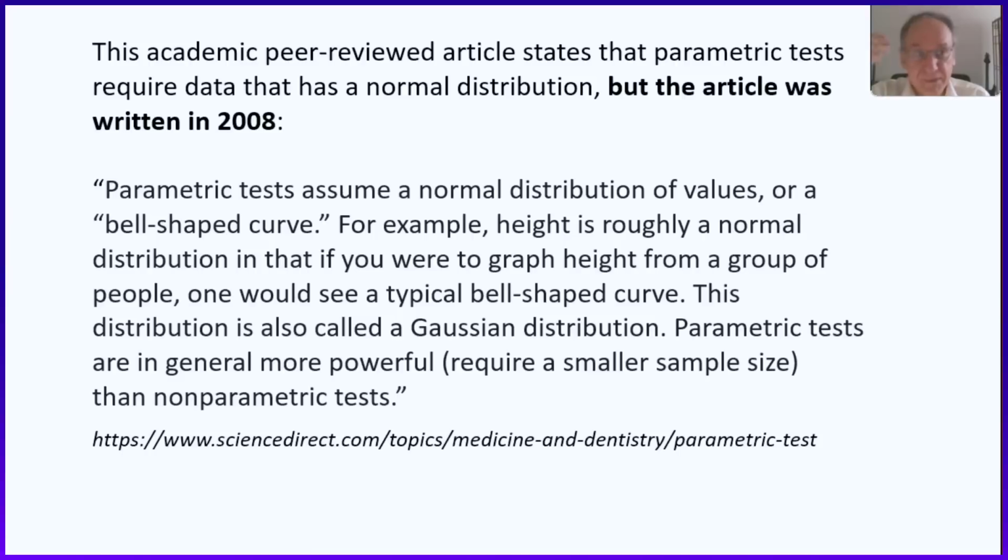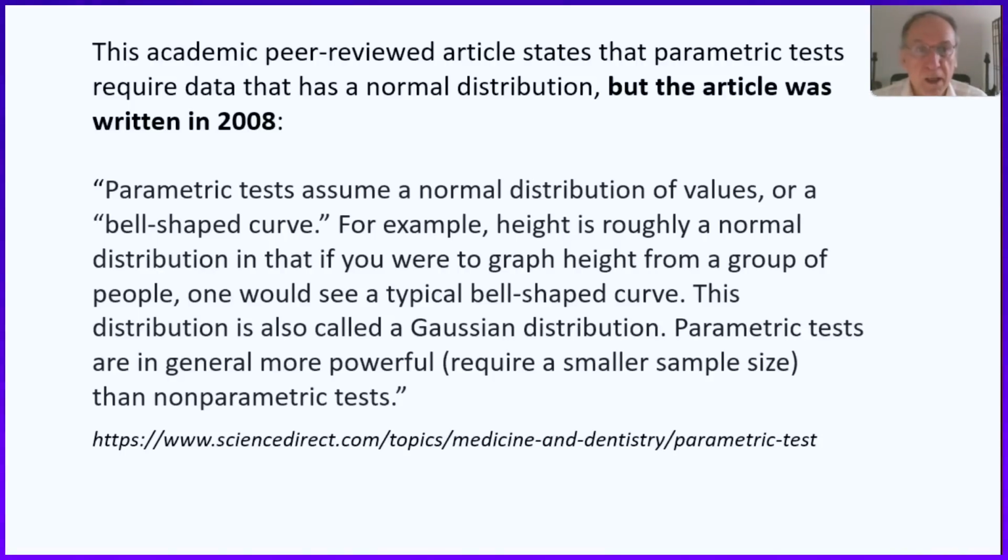Here's an article that says that to use these tests like t-tests and ANOVA, the data has to have this normal distribution. Tests like t-tests and ANOVA that require a specific distribution called a normal distribution are called parametric tests, a fancy word so that we can just label it. And to quote from this article written in 2008, parametric tests assume a normal distribution of values or the bell-shaped curve.